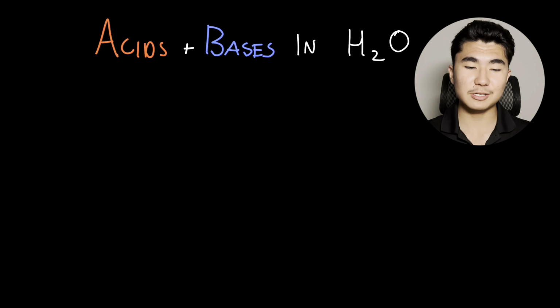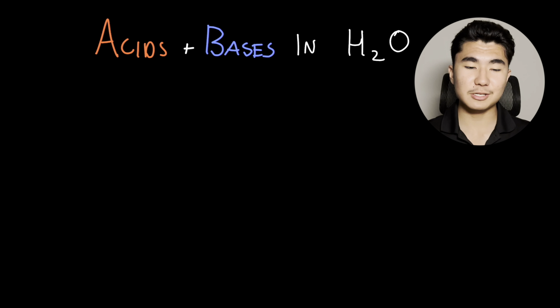So first, we want to talk about water, because water is classified as being amphoteric. Amphoteric is basically water's ability to act as an acid and a base. So what do I mean by this? How can water act as an acid and a base?